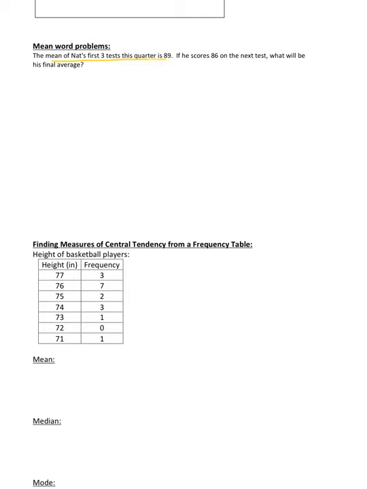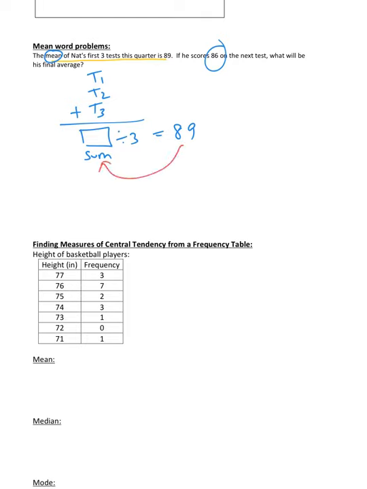So you don't know what he got on test 1, you don't know what he scored on test 2, and you don't know what he scored on test 3. What you know is that the mean was 89. So you know that when he adds them, gets some sum, we don't know what the sum was, divides by 3, the average, the mean is 89. So before you can add in the 86 and find the new average, you have to go back to the sum before he divided by 3.